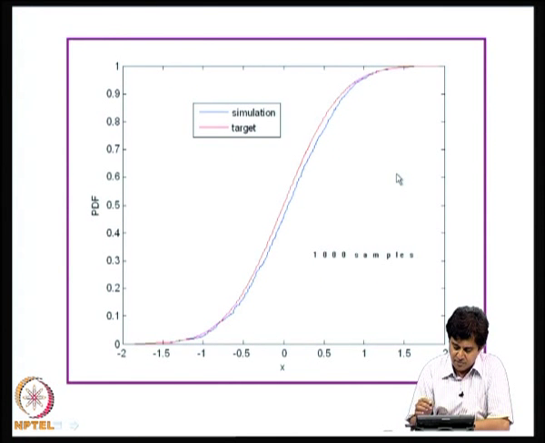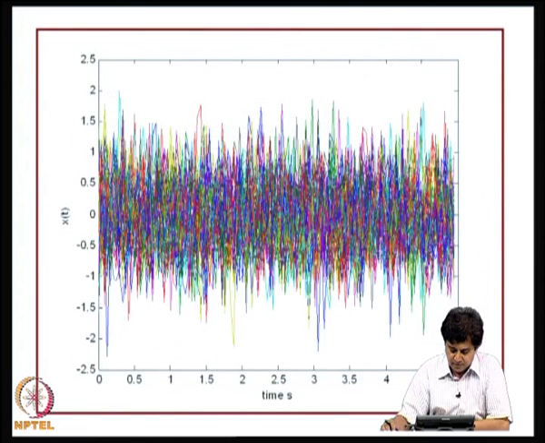And the probability distribution function with 1000 samples, blue is the simulation and red is the target. There is reasonable agreement. Again, we can do a hypothesis test to actually objectively assess whether that agreement is acceptable or not. And this is the ensemble of the time histories, all of them I have shown on the same graph. This is again characterless, but gives a visual impression of what we are simulating.